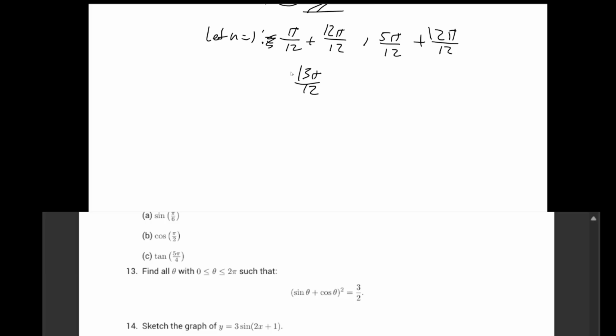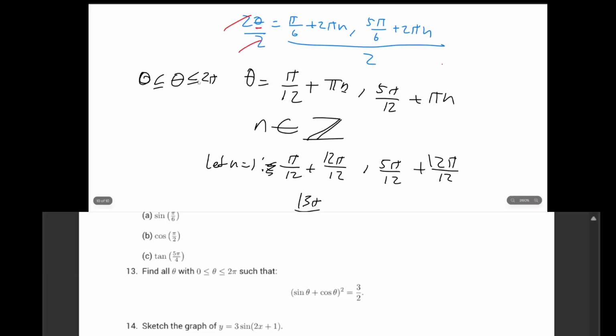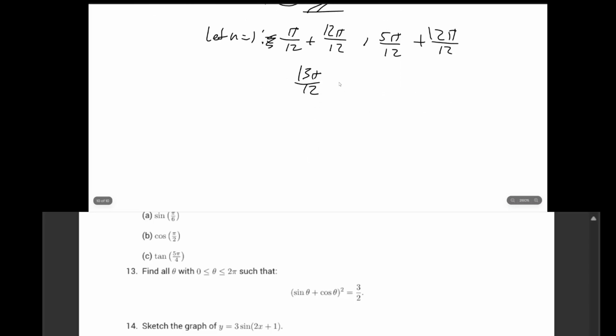13 pi over 12 is less than 2 pi. It's not equal to 2 pi, but even if it was, it would be correct, but obviously it isn't. And then this would be 17 pi over 12. And if we let n equal 2, hopefully this is obvious to you, but we can do it again.